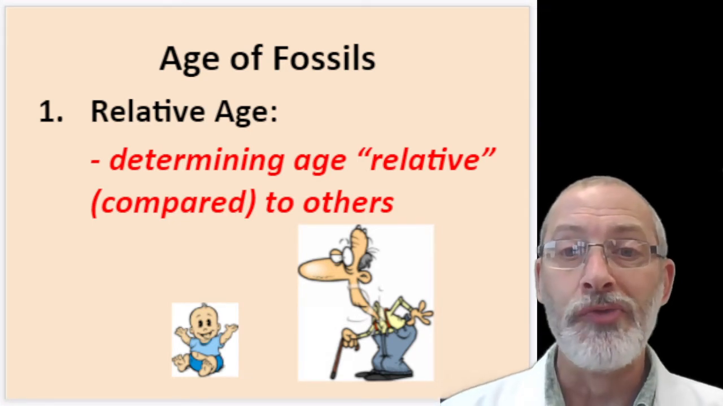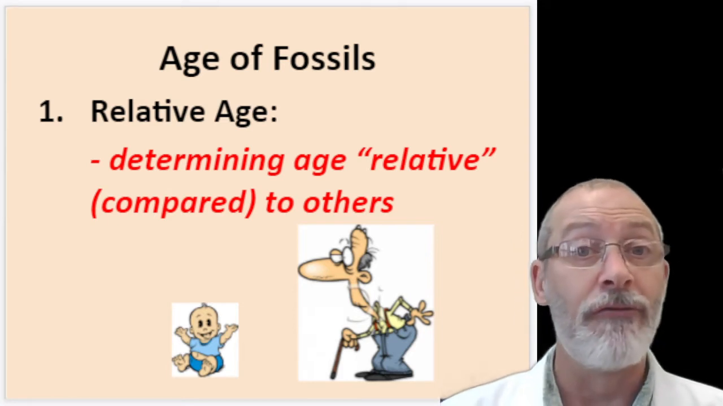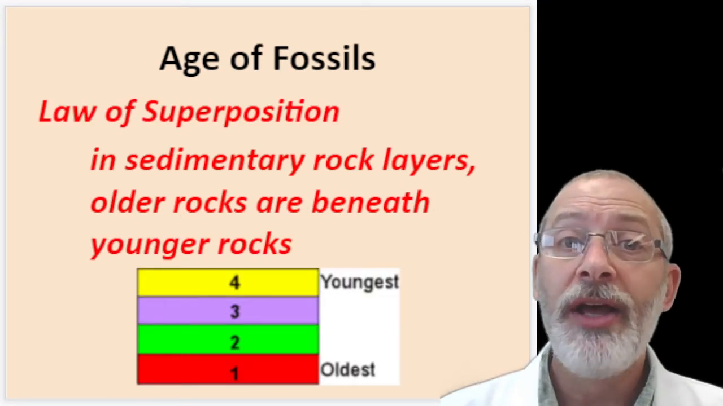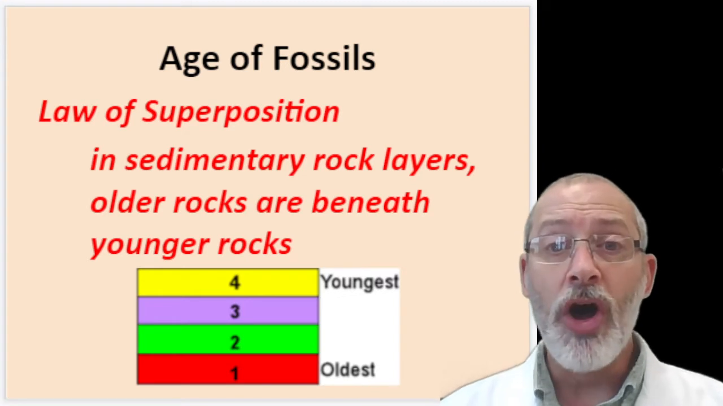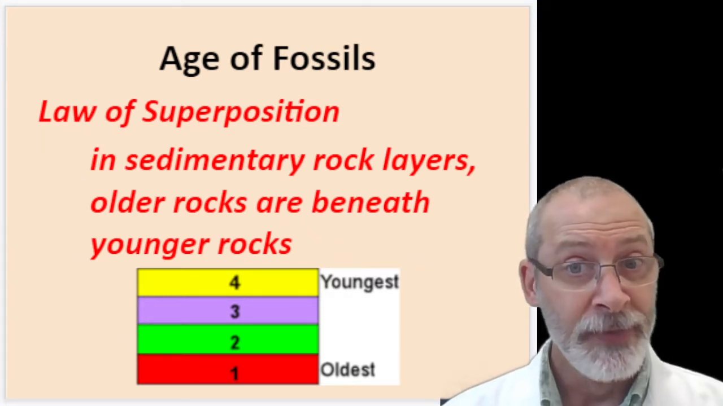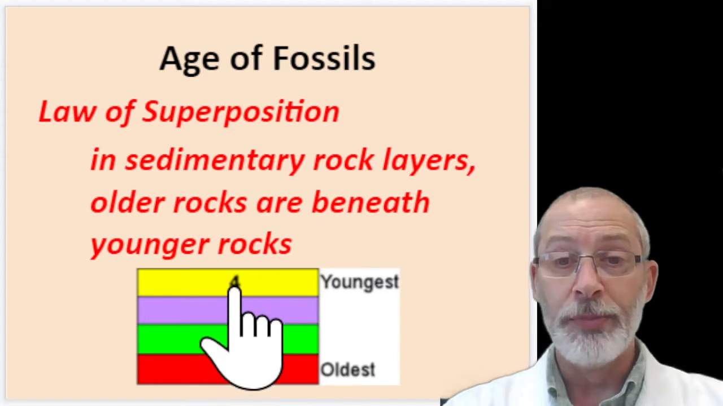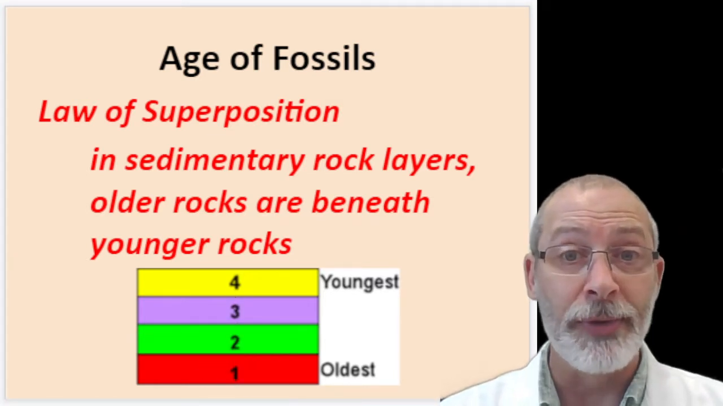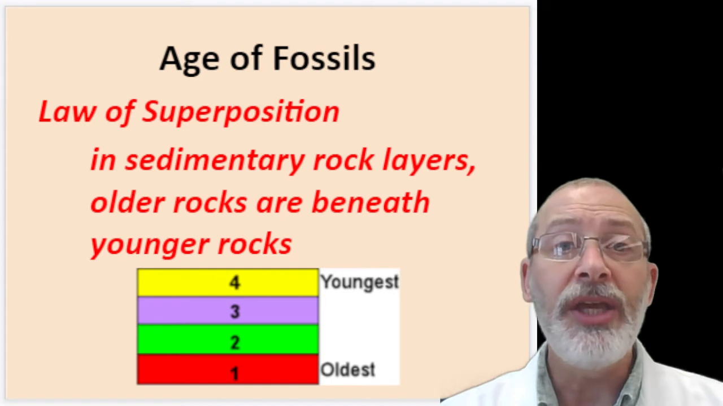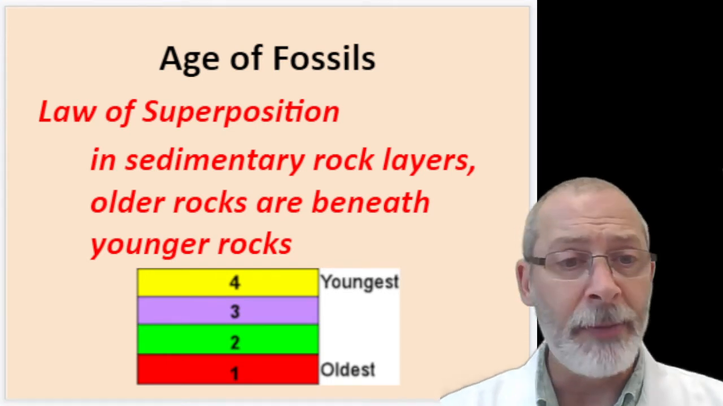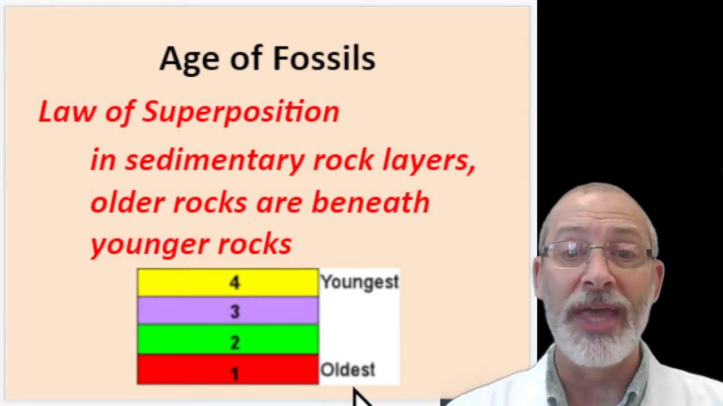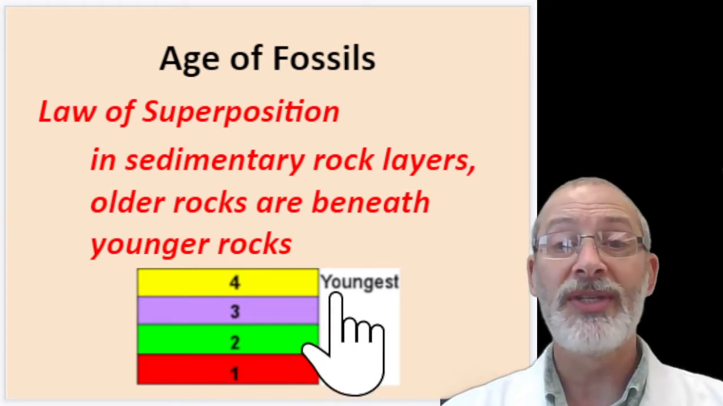Now, there's a law in geology that helps us take this a little step further. When we're talking about relative ages of fossils, as well as of rocks for that matter, we need to refer to something called the law of superposition. And the law of superposition simply states that in sedimentary rock layers, and if you look at the layers here, this would be an example of layers of a sedimentary rock, the older rocks are beneath younger ones. So if you look at this diagram, we can see that layer 1 is at the bottom, layer 4 is at the top, and we can see the labels that layer 1 is the oldest, layer 4 is the youngest.